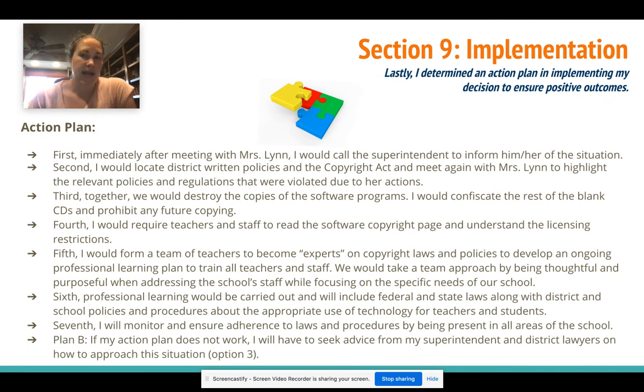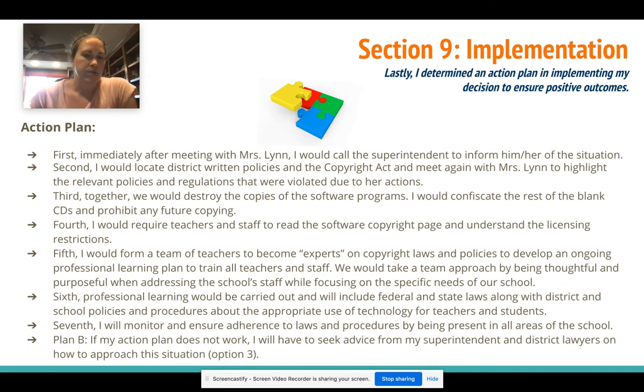Lastly, I determine an action plan for implementing my decision to ensure positive outcomes. So first, immediately after my meeting with Mrs. Lynn, I would call the superintendent to inform him or her of the situation. Second, I would locate district written policies and the Copyright Act and meet again with Mrs. Lynn to highlight the relevant policies and regulations that were violated due to her actions. And because she was really wanting not to change or stop making copies, I would address that.